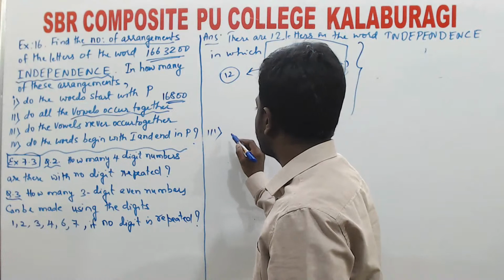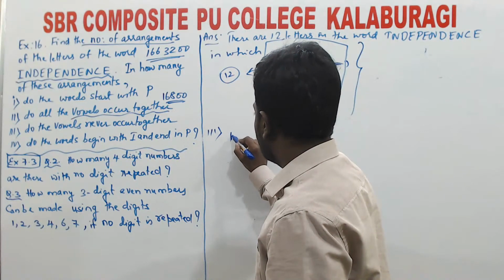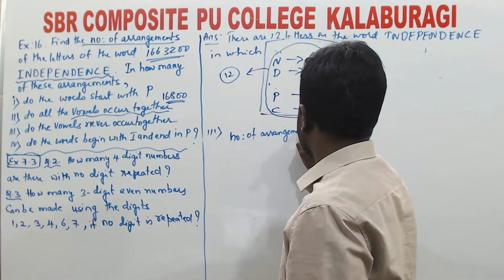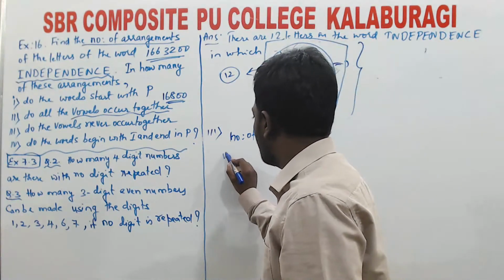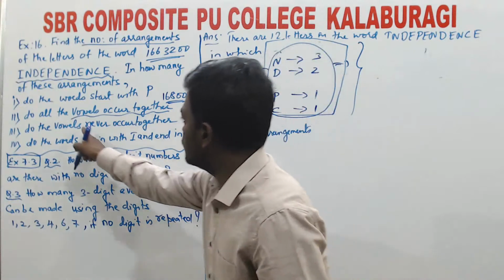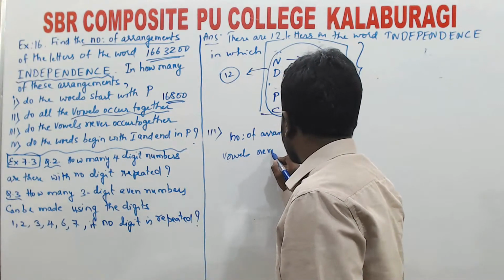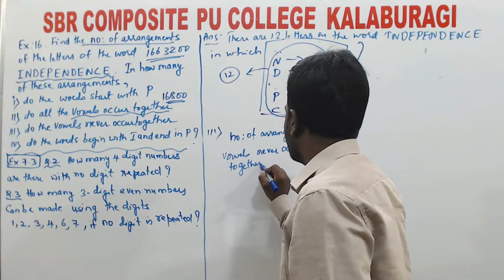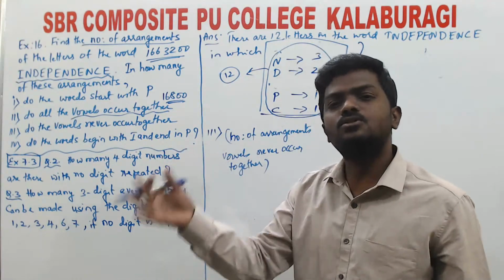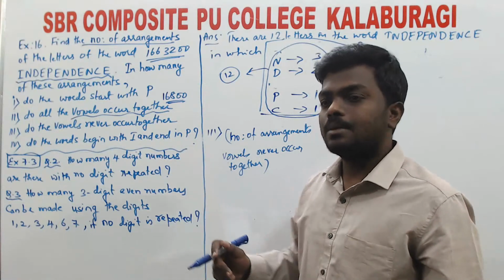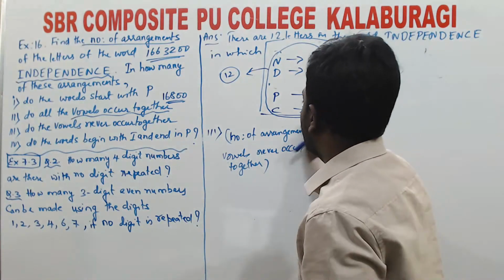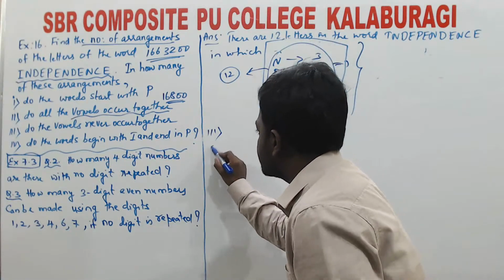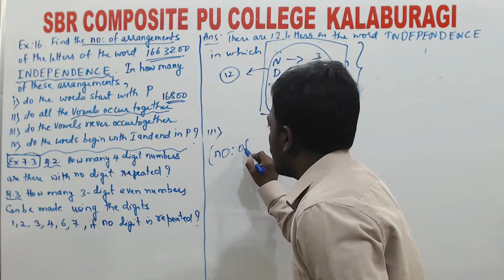So the third one: number of arrangements where vowels never occur together. Simplification is very easy. Just write down, just understand how the solving is done.